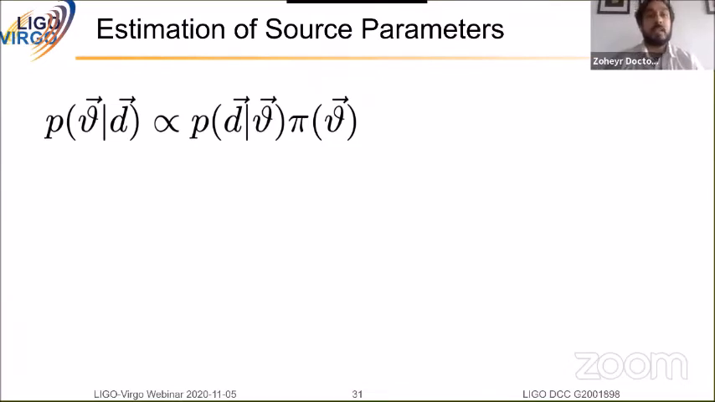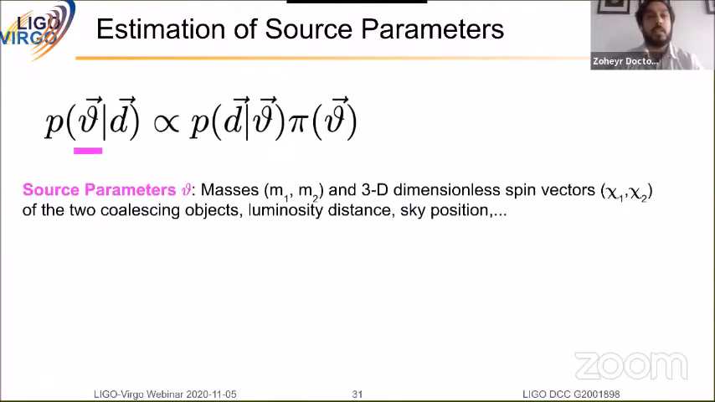On the left-hand side of this equation, we have the posterior distribution on the source parameters given the data. The source parameters we want to know are things like the masses of the 2 objects, the spins of the 2 objects, their distance away, sky position. We're able to condition these inferences on the data, which is just the strain in all of our operating detectors at the time of the detection.